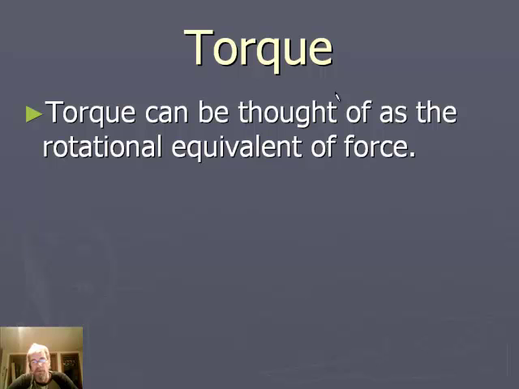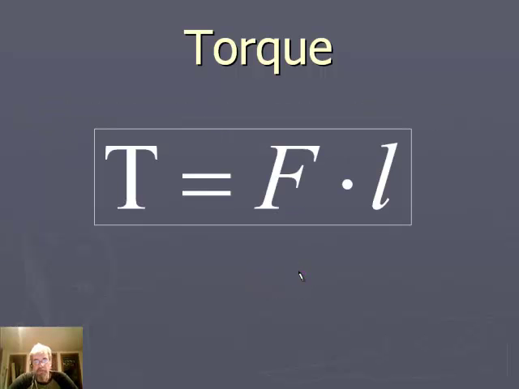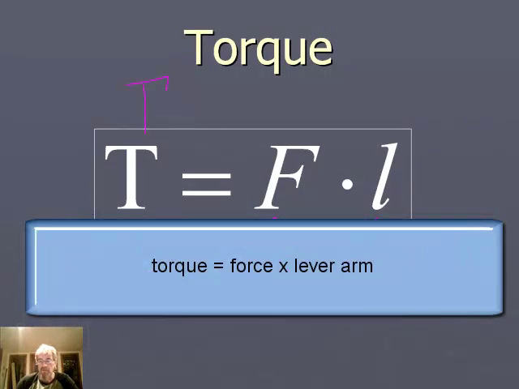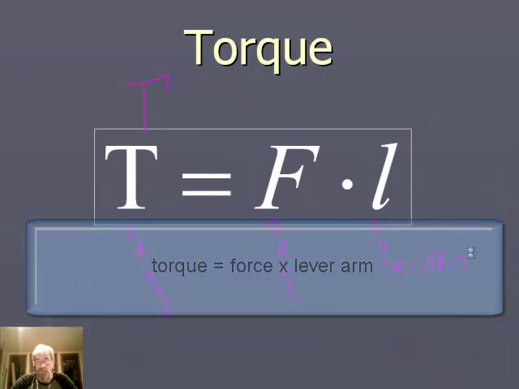Torque is an analog. You can think about it as the rotational equivalent of force. So force makes things move in a straight line. Torque makes things rotate. Here's how we define torque formally. Torque, which is abbreviated with, here it looks like a T, it's really supposed to be the Greek letter tau, capital tau. The lever arm is just the length between the center of pivoting, or the center of rotation for this object, and where the force is applied.